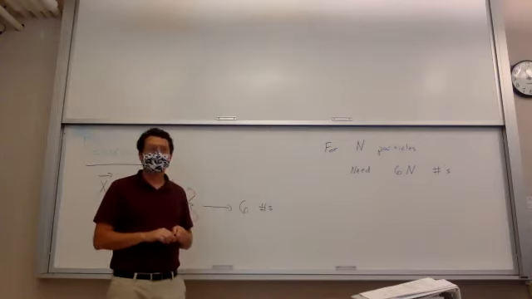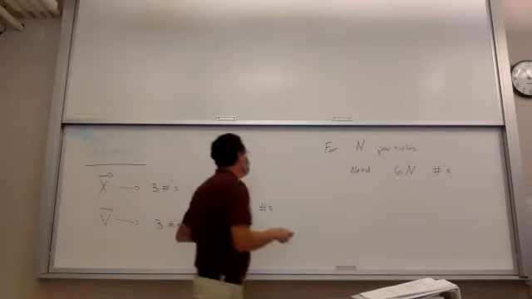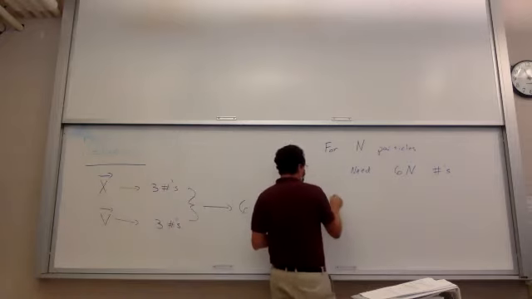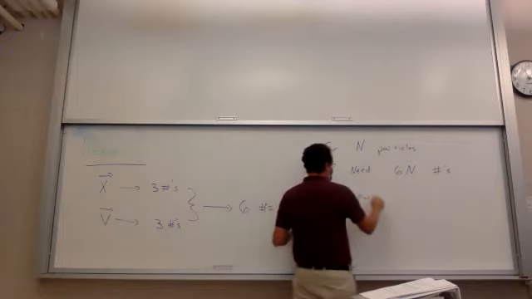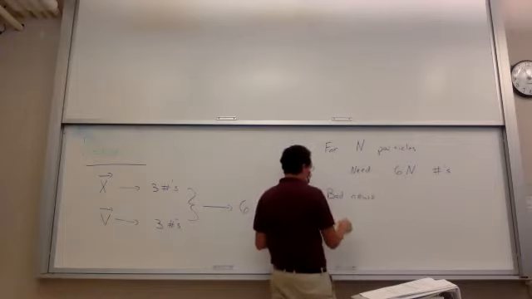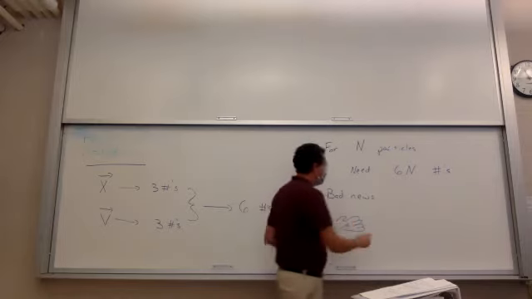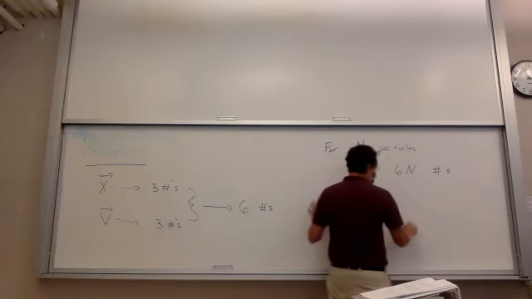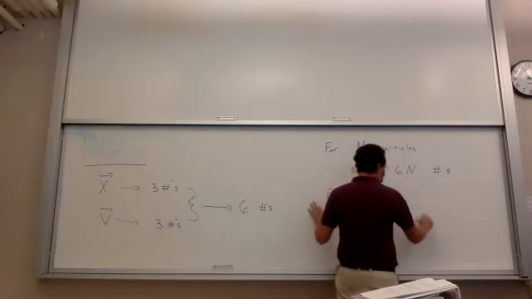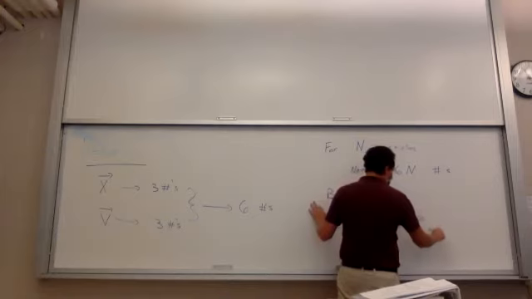Times 10 to the 23rd. Yeah. So this is bad news, because if I have a handful of rice, I'm looking at something like 6 times 10 to the 23 atoms.